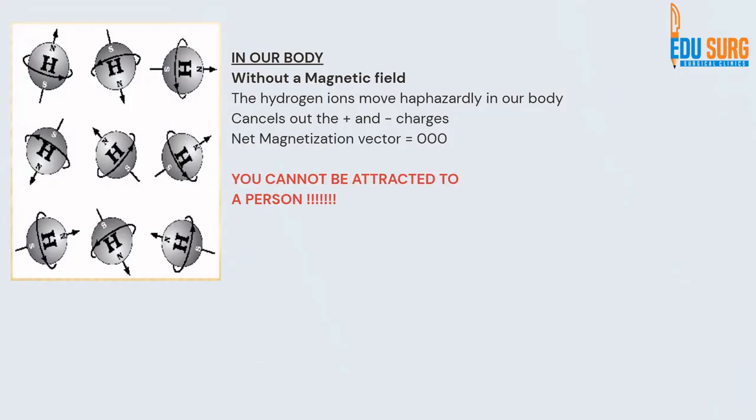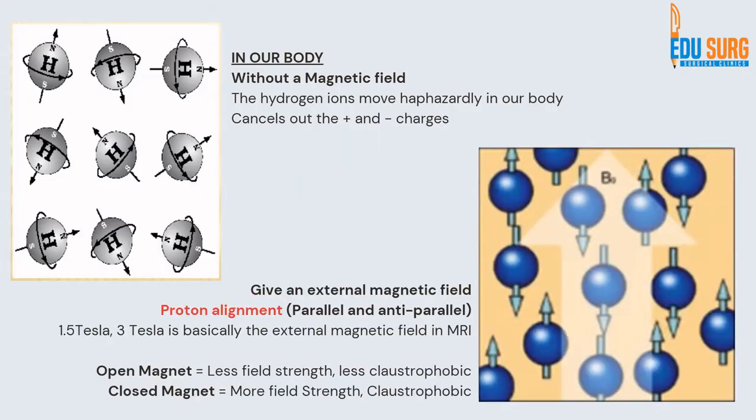Okay. So when we say that this guy has a magnetic personality, well, actually it is not possible unless that person is an MRI. Okay. So you cannot be attracted to a person because the net magnetization vector of any human being outside a magnetic field is zero. Jokes apart, when we give an external magnetic field to this body, the protons align, and most of them align parallelly to the magnetic field, whereas some of them align anti-parallel.